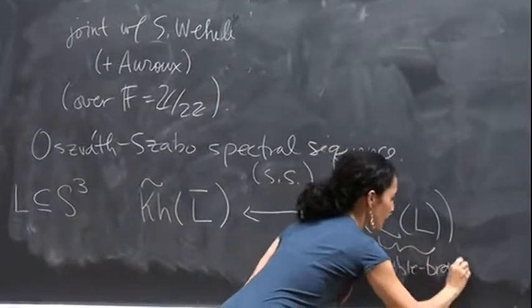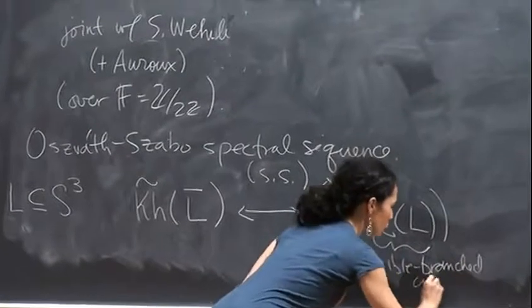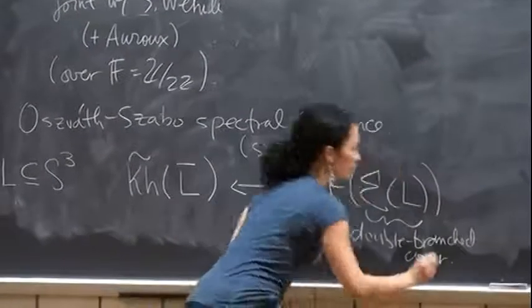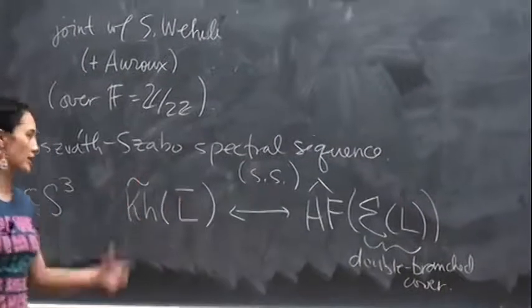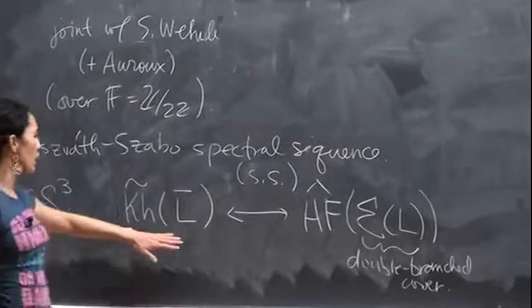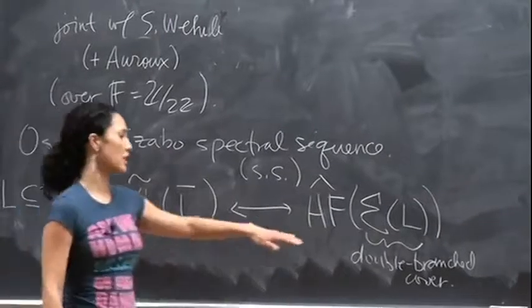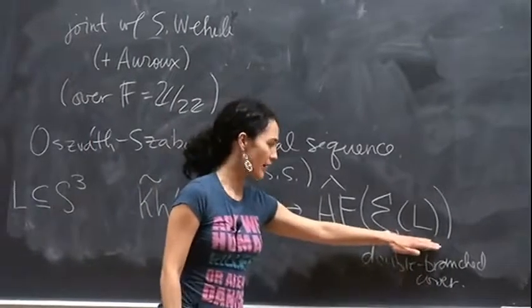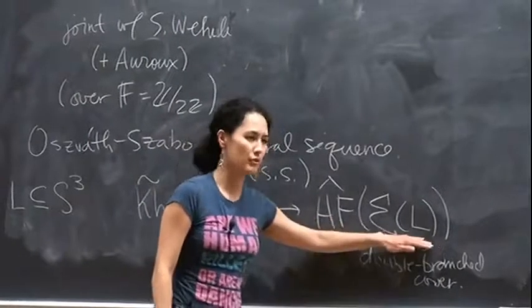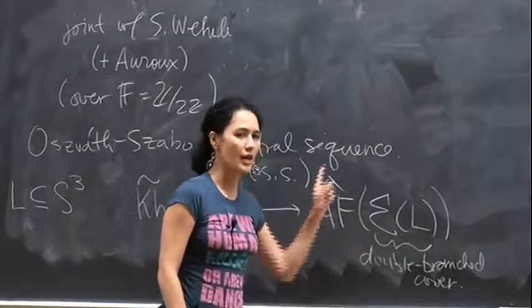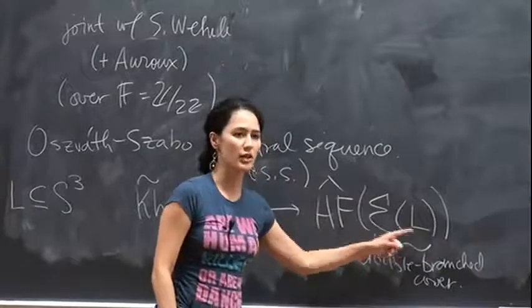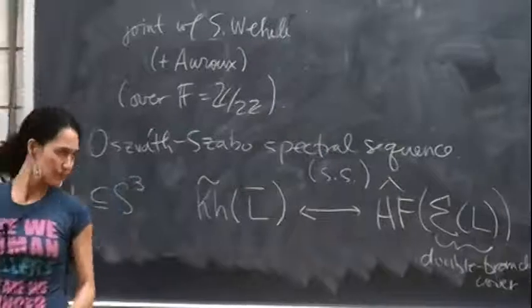And I want to emphasize here that this is not a connection between the two knot invariants, the Khovanov knot homology and the Heegaard-Floer knot homology. It's really a relationship between the Khovanov knot homology and this invariant for three-manifolds. But you can really think of this as a knot invariant because this three-manifold is constructed using the data of this link.